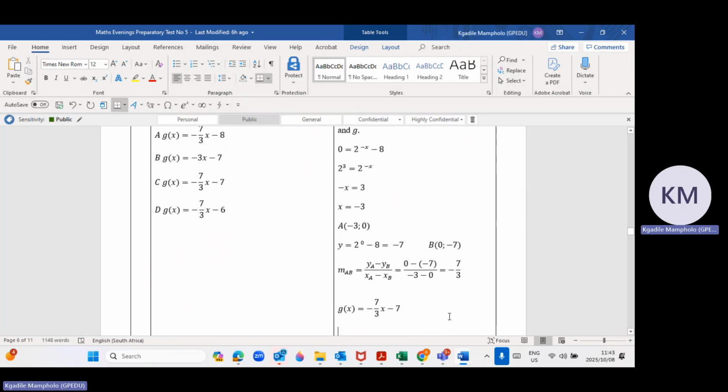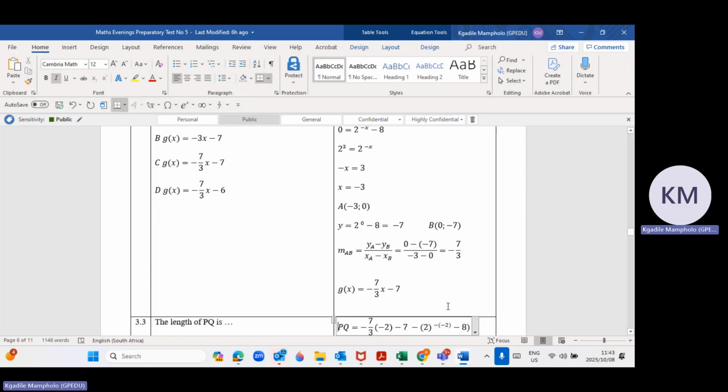And we know that the y-intercept of a linear is always the c. Here there's no need to calculate the c, but if we didn't know the y-intercept, we'd substitute one of the coordinates into the equation y = mx + c to get c. But here, always know that the y-intercept of the linear will be the c of that linear. Then the equation will be y = negative 7 over 3 x minus 7.